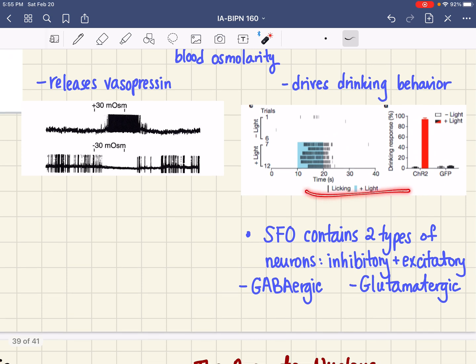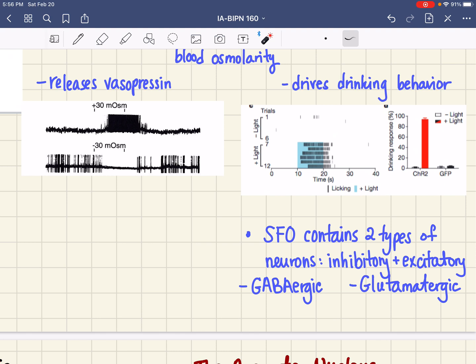Now, after this research experiment, they also found that the SFO contains two types of neurons: inhibitory neurons and excitatory neurons. As we learned in this class, usually GABAergic neurons, neurons that release the neurotransmitter GABA, are inhibitory. And the ones that release glutamate, glutamatergic neurons, are excitatory. So GABAergic neurons will actually inhibit drinking behavior, and glutamatergic neurons will excite or activate drinking behavior.